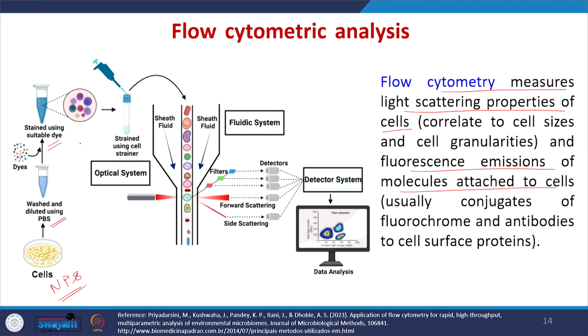Once the cells are stained with the suitable dye, you have to strain the cells using the cell strainer to remove the cell clumps. Once you do the flow cytometry analysis, for example, some cells are stained with green fluorescence and some cells are stained with red fluorescence. So, that can be detected using the detector system, and the data can be analyzed using the software in the computer. Let us learn about the principle of annexin V staining for understanding the apoptosis using flow cytometry.